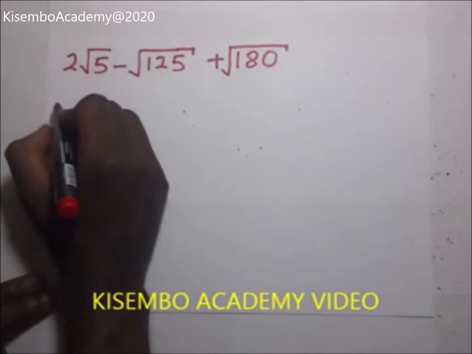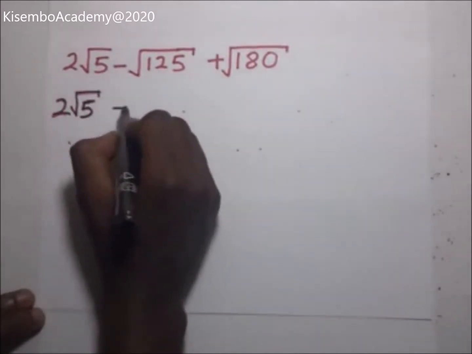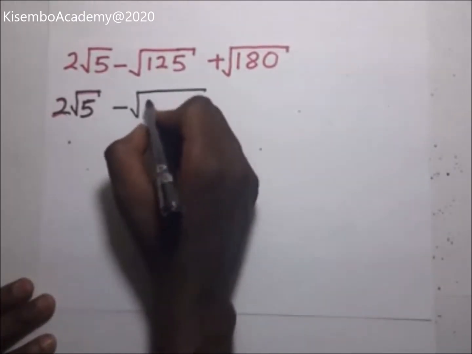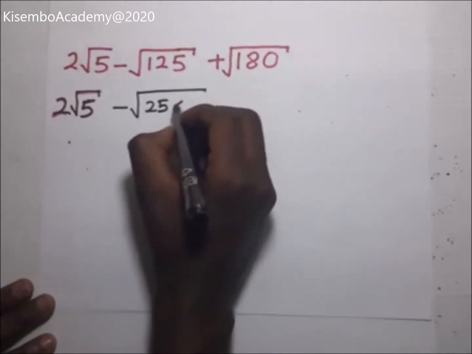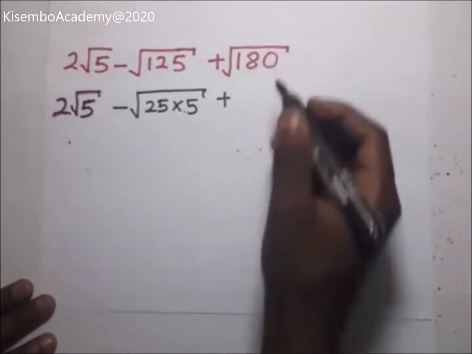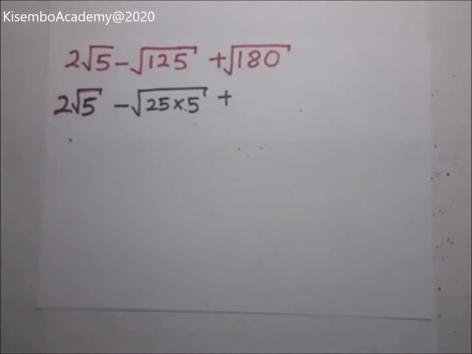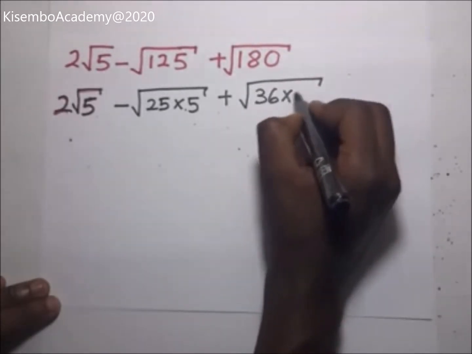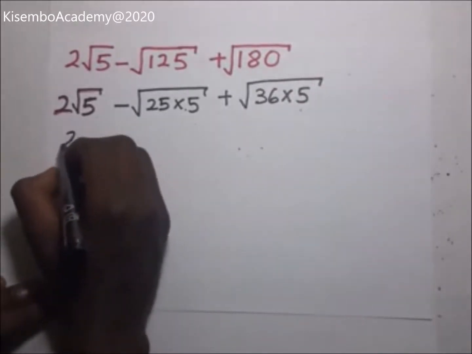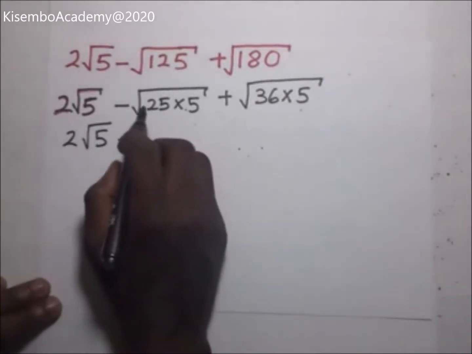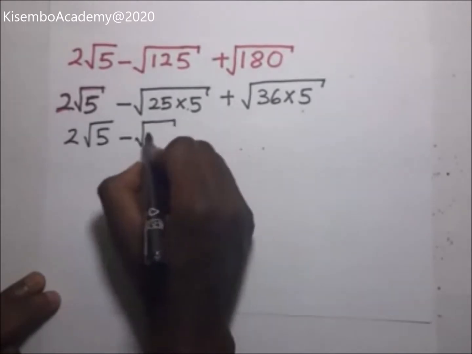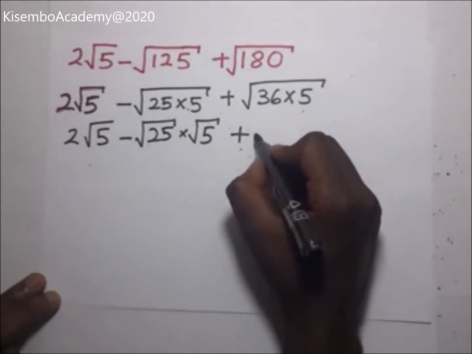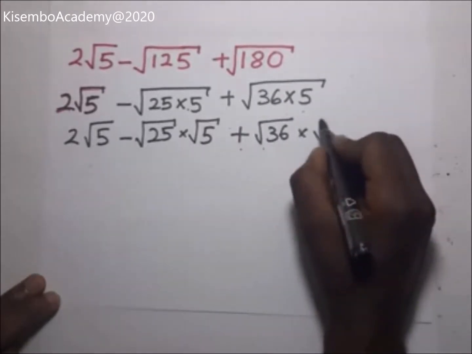So this is 2 root 5 minus, under this square root, we can simplify this surd. So this is going to be 25 times 5, then plus 180, which can be simplified further. And of course 180 is the same as 36 times 5. So this is going to be 2 times the square root of 5 minus root of 25 times root of 5, plus the root of 36 times the root of 5.